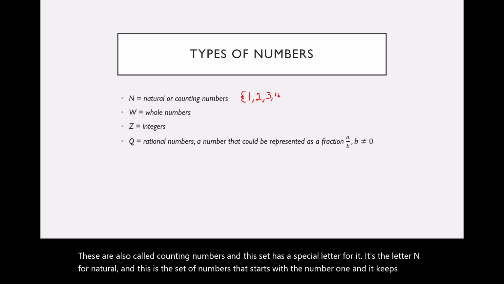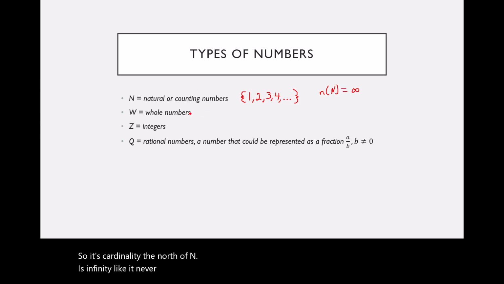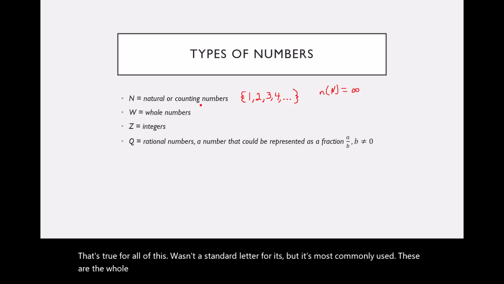It goes on forever. So we call this an infinite set, in that it never ends. So its cardinality, the n of N, is infinity, like it never ends. That's true for all of these. W isn't a standard letter for it, but it's most commonly used. These are the whole numbers. The whole numbers are the natural numbers plus 0.